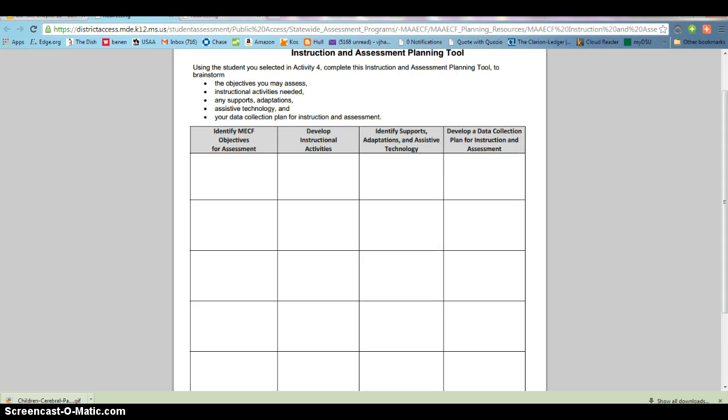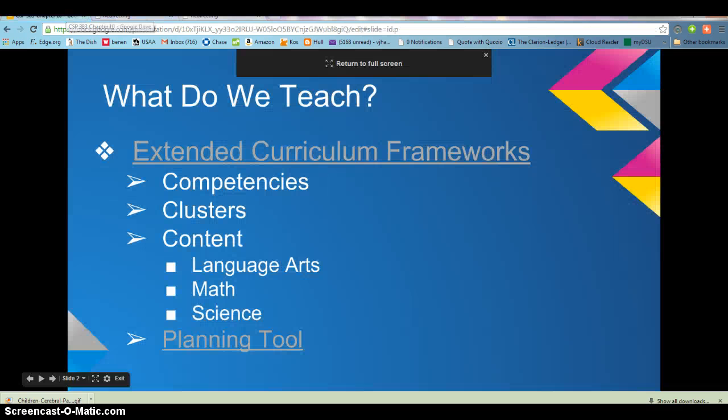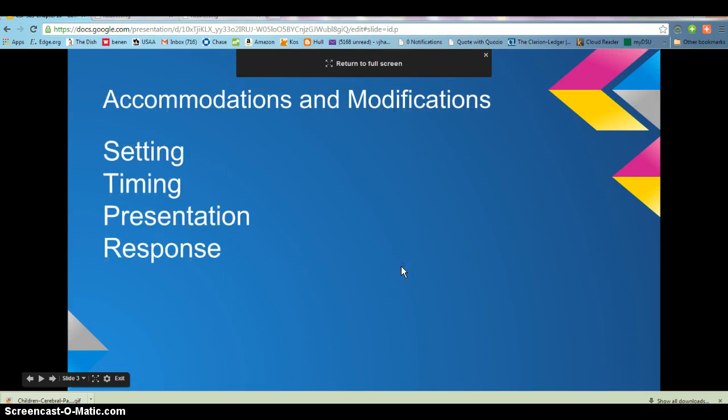So how do we make this happen? Well, what we have is what's called a planning tool. So with this planning tool, we're going to choose the objectives that we're going to measure. We're going to develop the activities to measure those things. Then we're going to identify supports and adaptations and assistive technology. And then we're going to come up with a plan to actually teach and then assess these things.